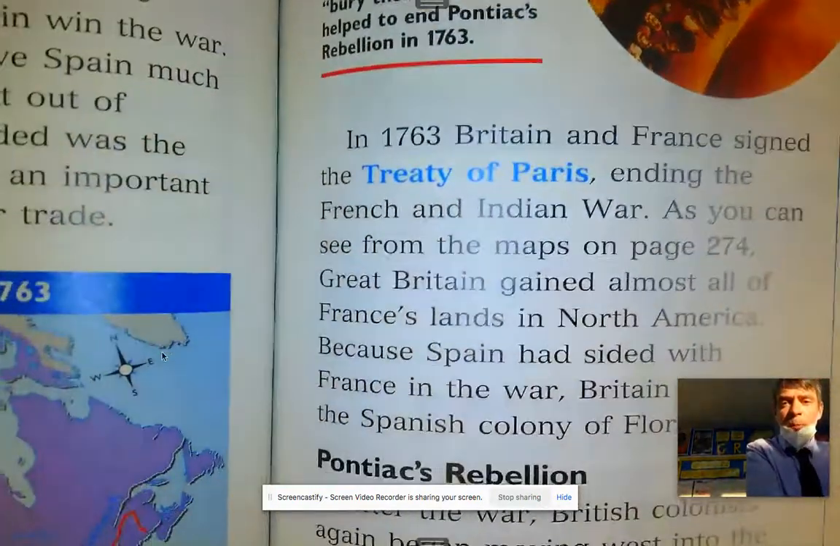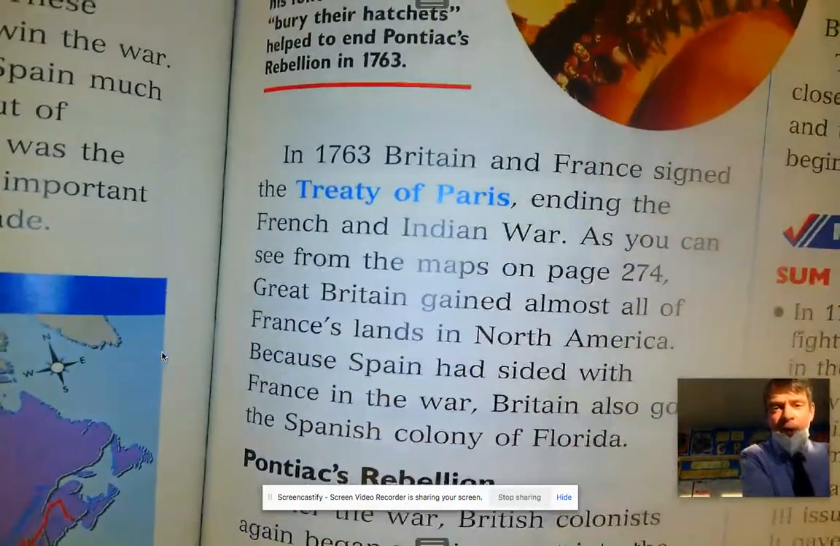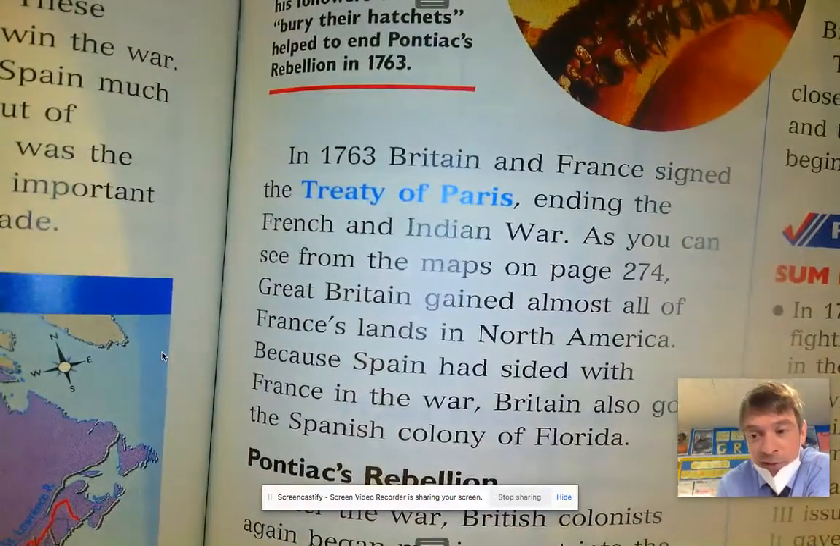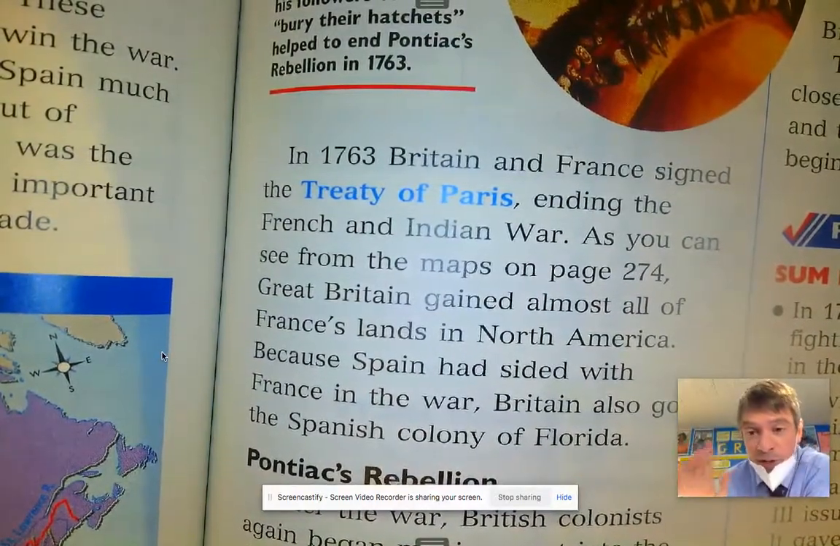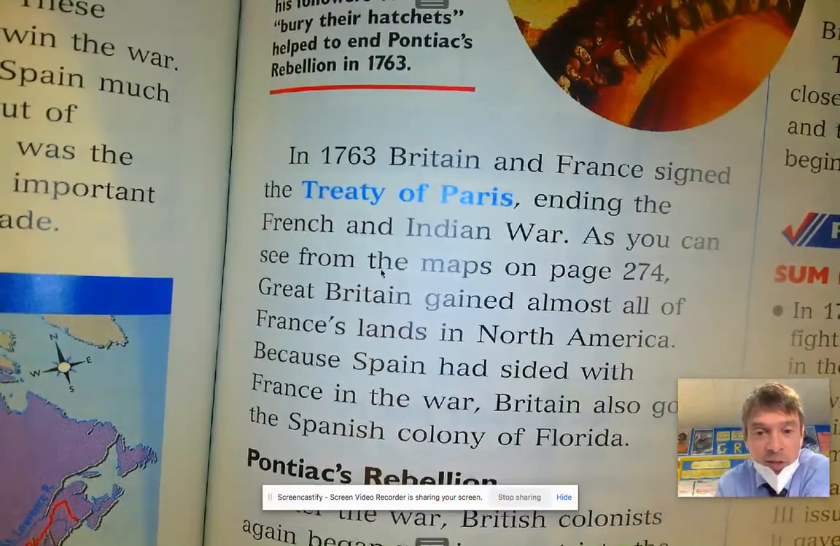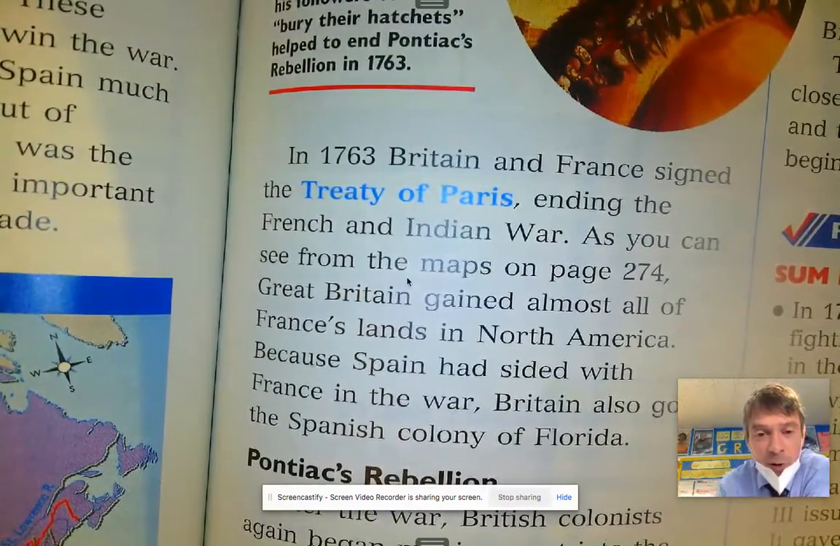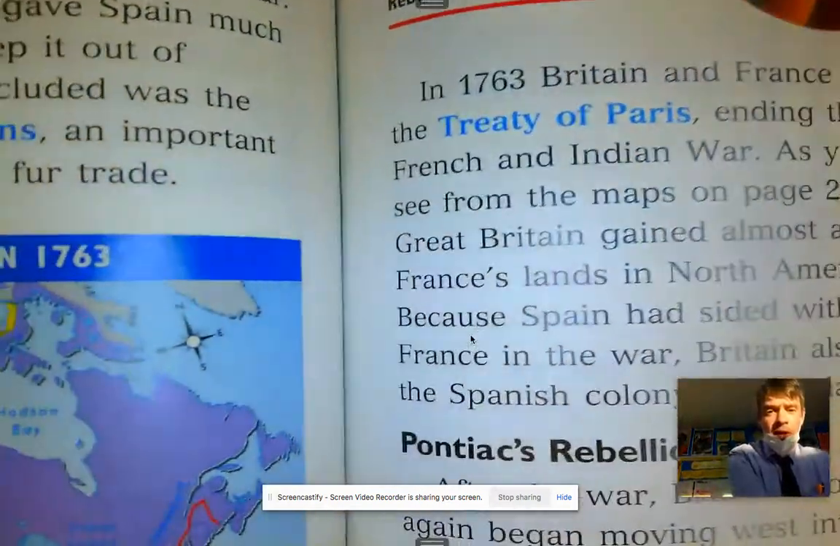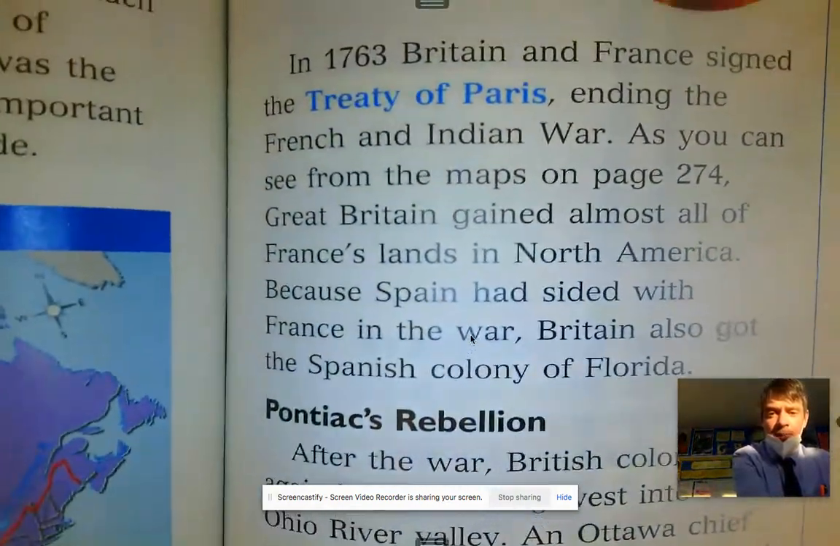In 1763, Britain and France signed the Treaty of Paris, ending the French and Indian War. So this is in 1763. They agreed the war was over and they signed a peace treaty. As you can see from the maps on page 274, Great Britain gained almost all of France's land in North America. Because Spain had sided with France in the war, Britain also got the Spanish colony of Florida.